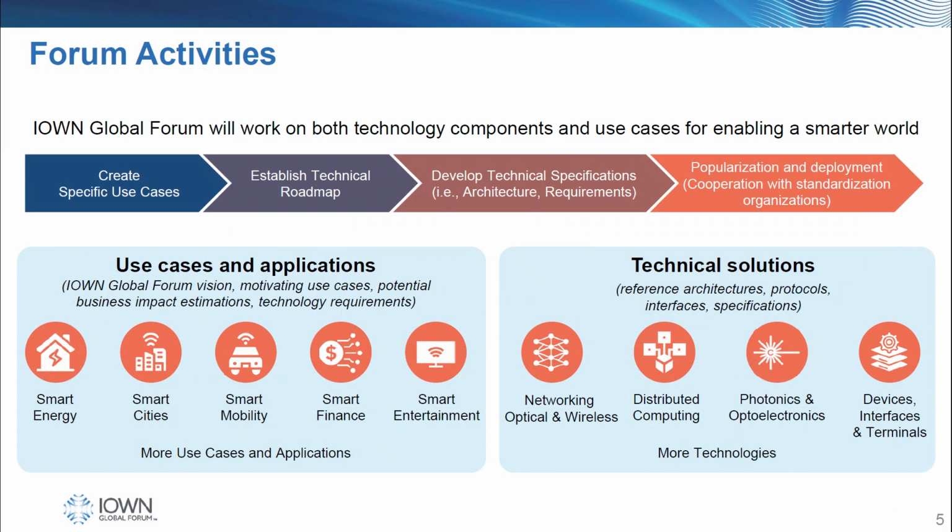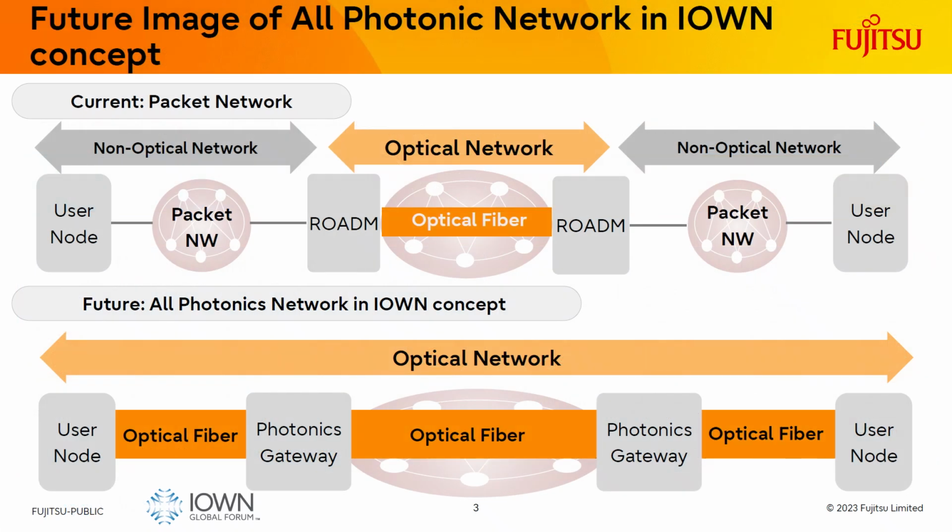The IOWN Global Forum works on both the technical components and the use cases that will enable a smarter, more connected world. Its efforts go beyond defining technology. They also focus on how it will be deployed and used in real-world scenarios. This slide presents a comparison between current optical networks and the future All-Photonics Network as envisioned by IOWN. As you can see, the use of fiber end-to-end along with photonic gateways helps address the challenges we discussed earlier.